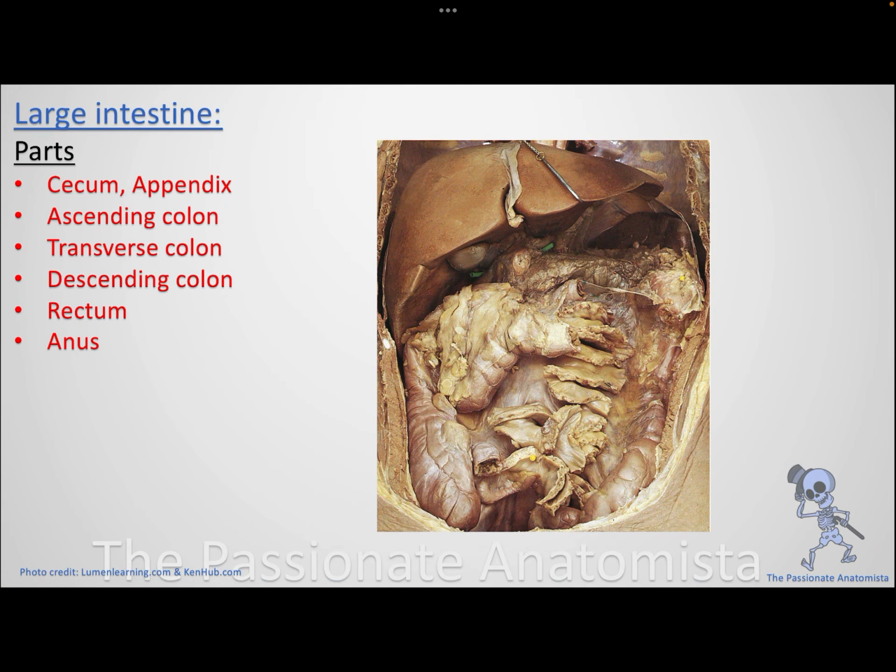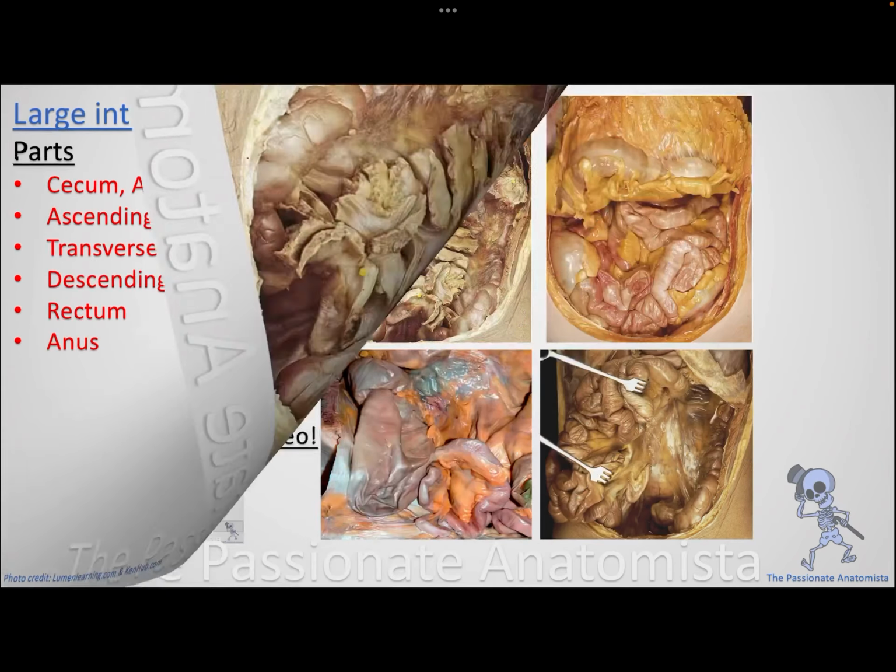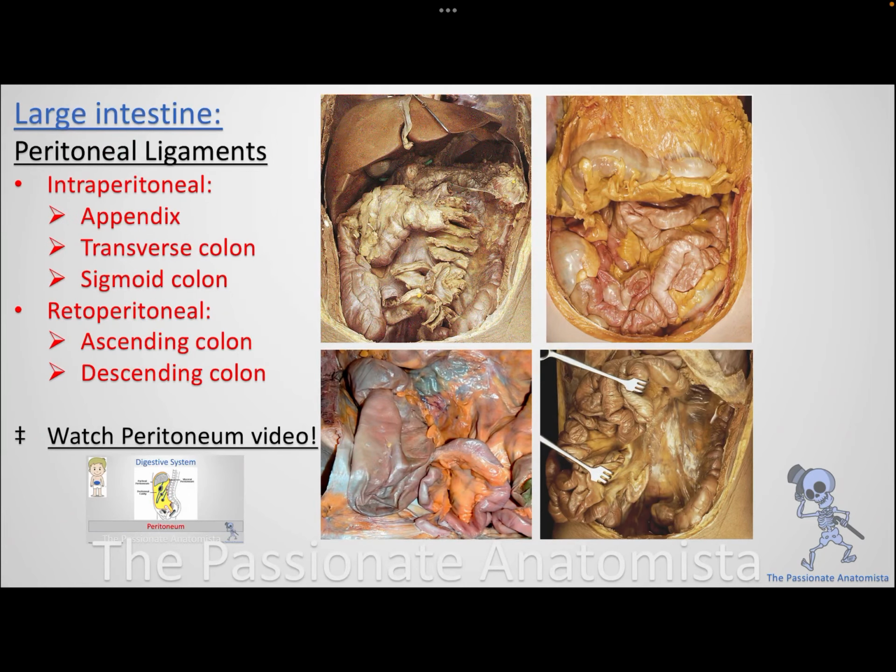So moving on, we've talked about the parts of the large intestine. We have the cecum, the ascending colon, the transverse, then the descending, then the sigmoid, and then down here we have the rectum, and then the anus as the last part of the large intestine. Now, we need to know which pieces of the large intestine are considered to be intraperitoneal and which are retroperitoneal structures.